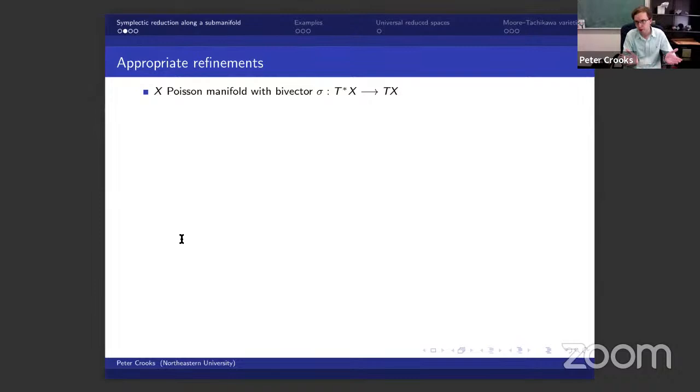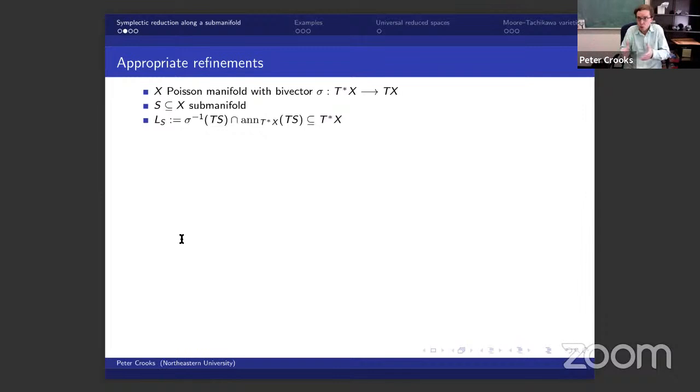bundle morphism from the cotangent bundle to the tangent bundle. And let's say that I take a submanifold of my Poisson manifold. What can I do? Well, I can take the tangent bundle of this submanifold S, and I can take its preimage under this bivector field. And then I can intersect that with the annihilator in T star of X of the tangent bundle of S. So I'll denote the result of that by L sub S. And so far, all I've constructed is a collection of vector spaces sitting over S.